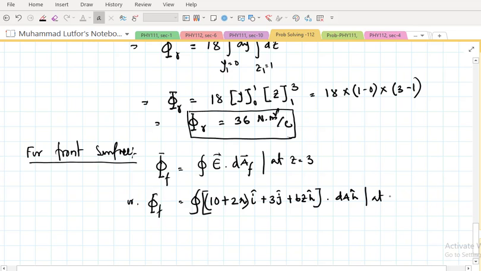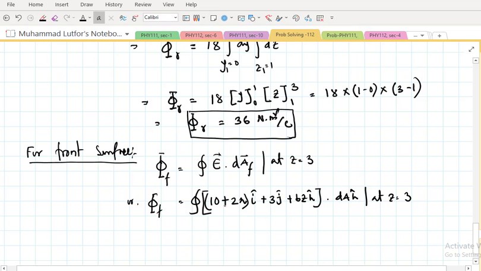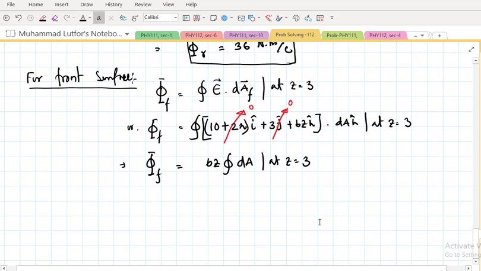At z equal to 3. Now I can write, by the unit vector properties, i dot k would be 0, i dot j would also be equal to 0, right? Then I can write this front surface flux would be bz into dA at z equal to 3. I'll put that value of z into that equation. Phi front in that case would be 3 into b.